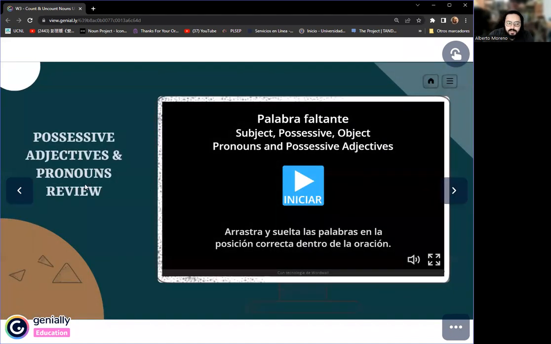So the review for possessive adjectives and pronouns. So for this activity, I'm asking you to open up your microphones, to turn on your microphones and answer what is required.